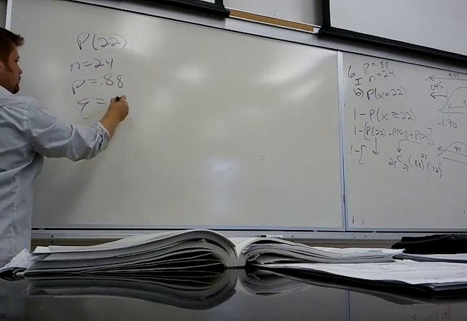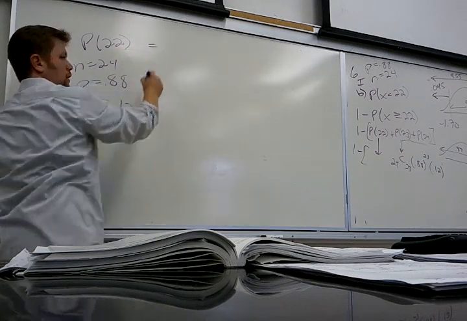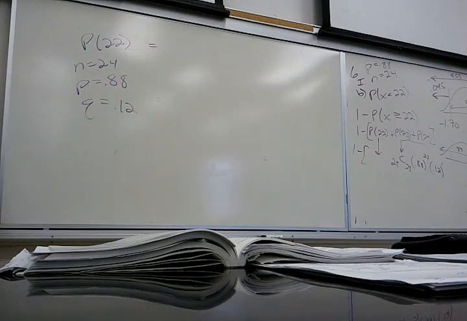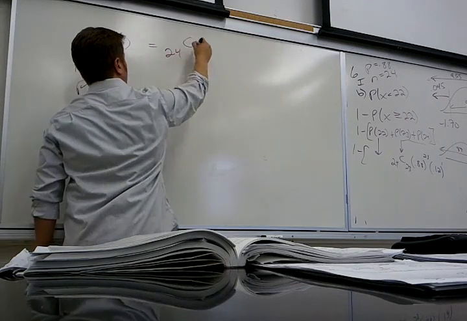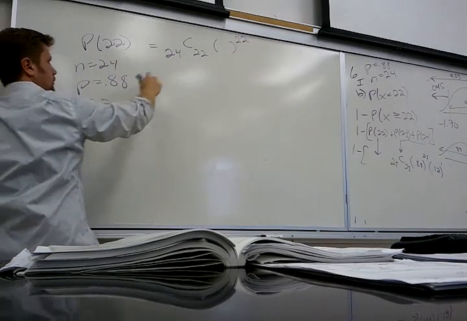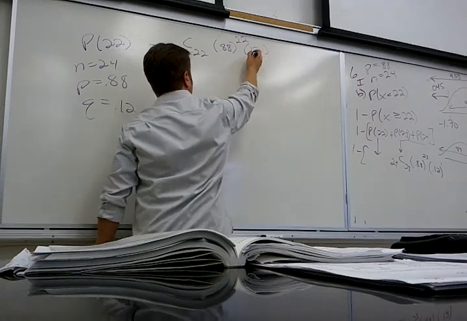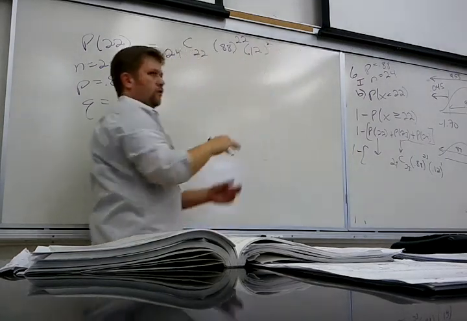All right, so the rest. How does this formula set itself up? I've got 24 people. I want to choose 22 of them, and I want those 22 people to do this. So how many people do I want to fail? 2. And just throw that in the calculator.